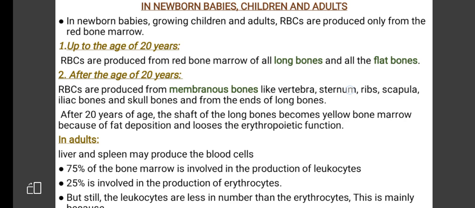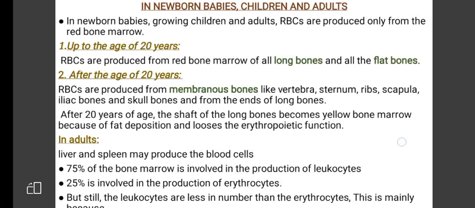In newborns, children and adults, up to the age of 20 years, the RBCs are produced only from the red bone marrow of the long bones as well as the flat bones. But after the age of 20, RBCs are produced from the membranous bones, for example, vertebrae, sternum, ribs, scapula, etc. After 20 years, the shaft of the long bones becomes yellow bone marrow because of the increased deposition of fat, and it loses the erythropoietic function.